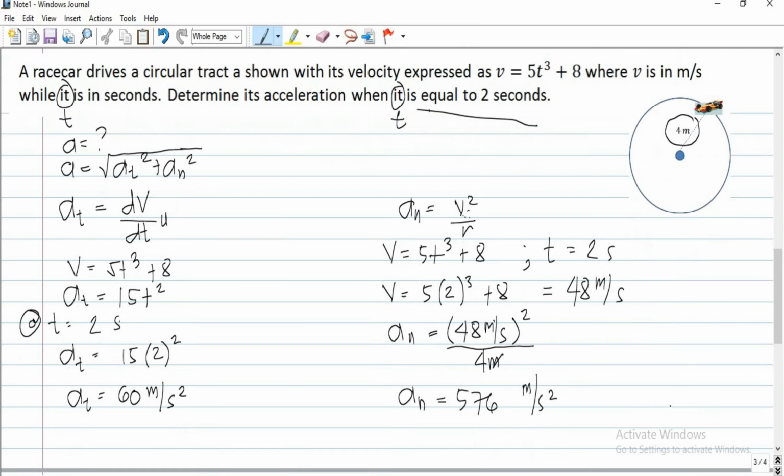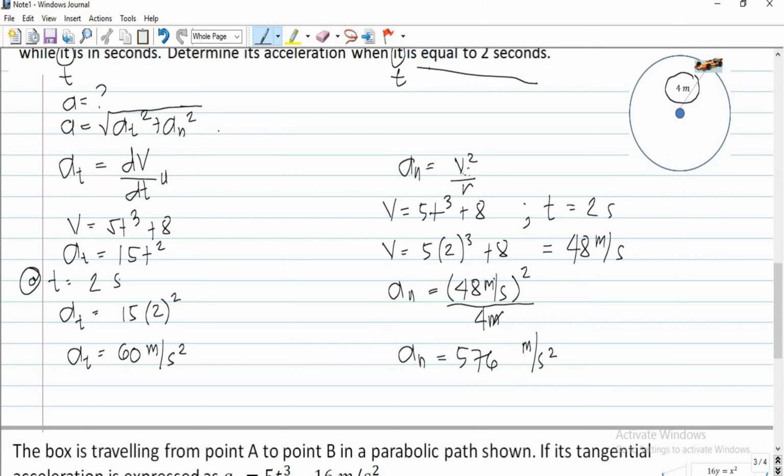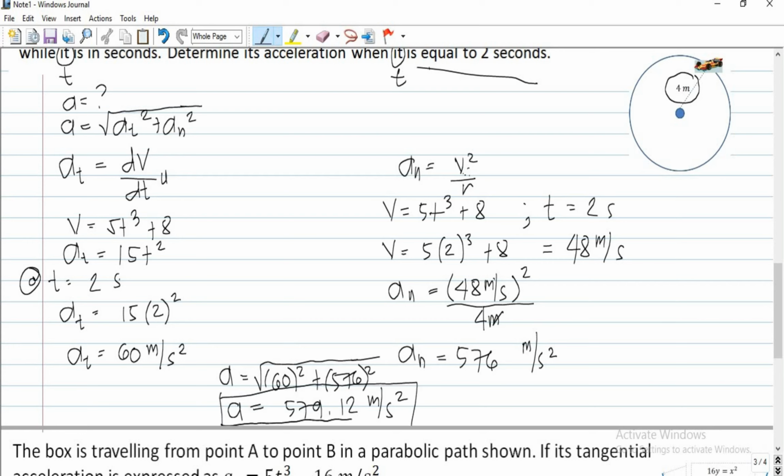Again, this is not yet the final answer kasi ang hinahanap dito is the acceleration. So, I have to write the final answer. My acceleration now is equal to the square root of 60 squared plus an squared, 576 squared. My acceleration now is equal to 579.12 meter per second squared. This is now my final answer for this problem.